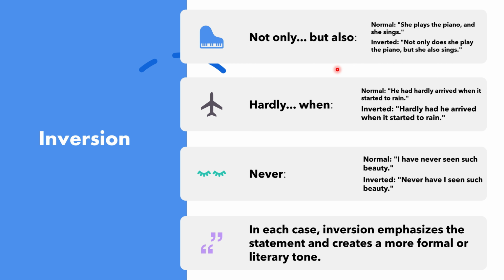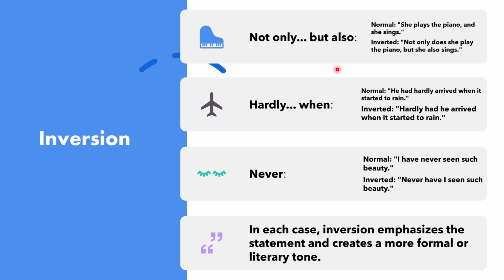So instead of saying she, we can actually say not only does she. So it's like I made the subject come in the middle of the sentence, and instead I used the verb and the adverb in the beginning. So I said not only does she play the piano, but she also sings.